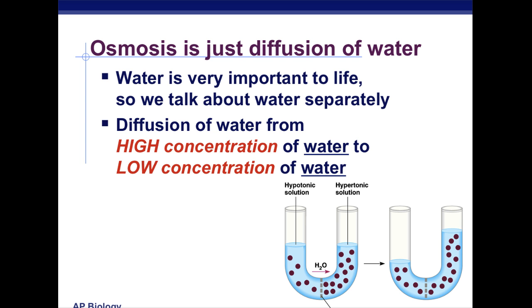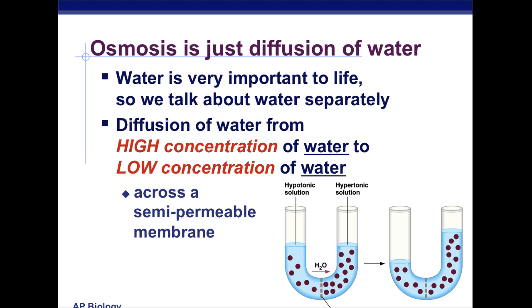So osmosis is the diffusion of water from an area of high concentration of water to an area of low concentration of water. So moving from an area where we have lots of water to an area where we have less water. Another way that you can look at this is by solute. Water moves to wherever there is more solute in the solution.